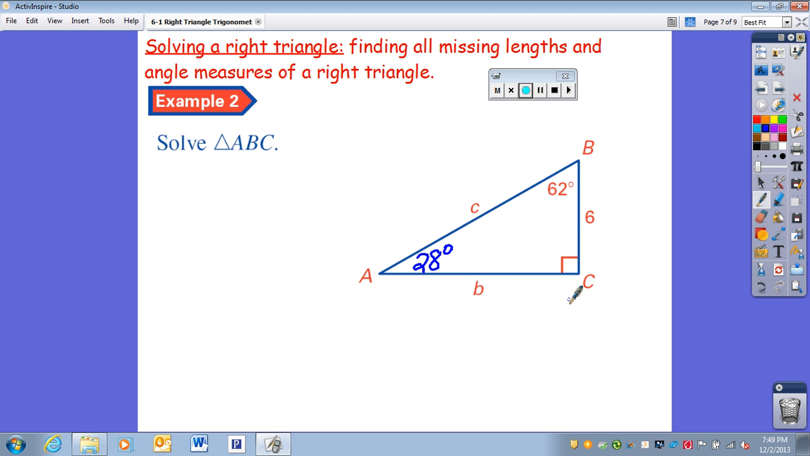Then we can use our trig functions to find the measurements of the other two sides, side B and side C. The first thing that I want to make sure that you understand is that your calculator must be in degree mode before we begin. So would you please check by going to your mode and make sure your calculator is in degree mode.